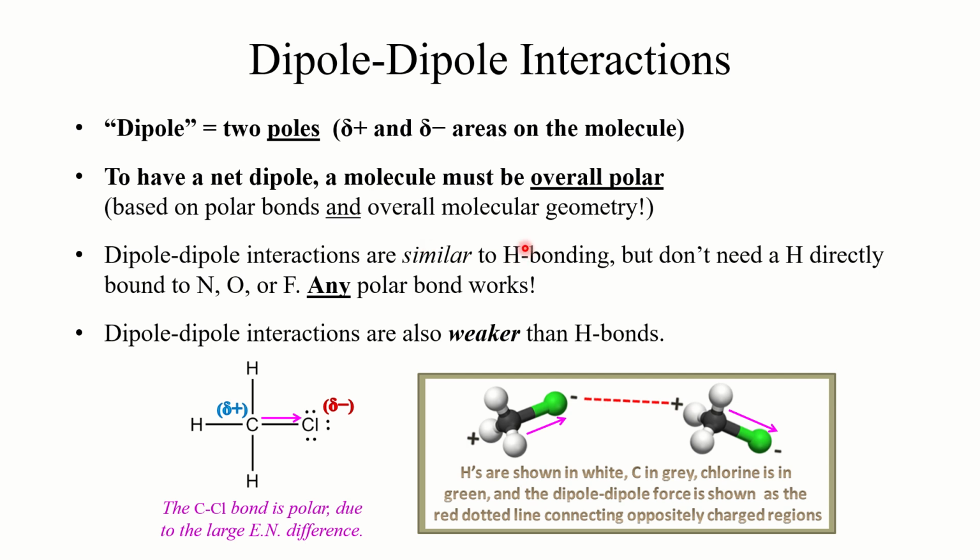Dipole-dipole interactions, again, you can see are very similar to hydrogen bonding, but the key difference is we don't need a hydrogen directly bonded to N, O, or F. Any polar bond works. And it's important to note that dipole-dipole interactions are weaker than hydrogen bonds, since we're not going to have as strong partial positive and negative charges as we saw with hydrogen bonding.